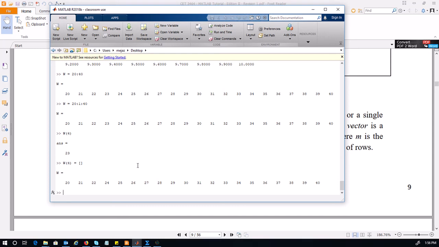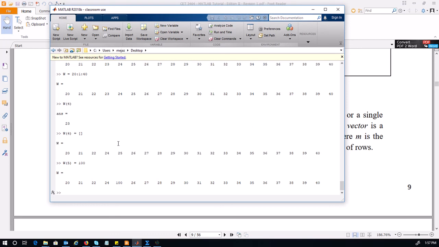If you want to insert a value, now in this new w vector, remember, now w4 is 24 because 23 is deleted. So now the indices are: index 1 is 20, 2 is 21, 3 is 22, 4th is 24. So 24 becomes the fourth index value for the vector w. If you want to replace a value, let's say w5, instead of 25, you want 100. So all you have to do is w5 is equal to 100. And then it's going to replace the 25 at w5 with 100.